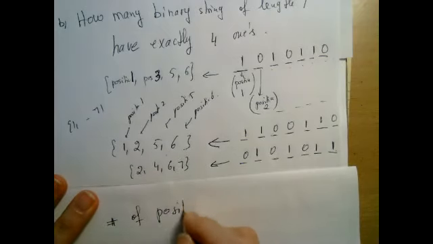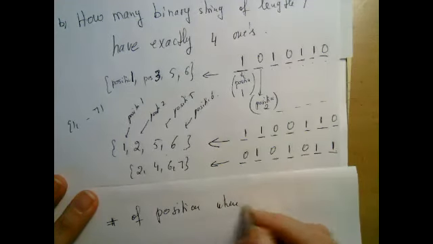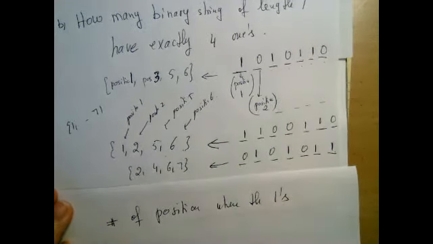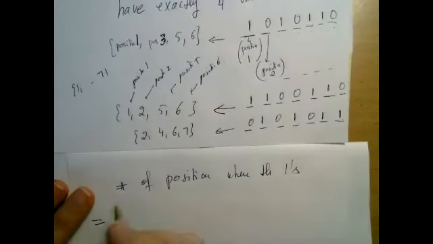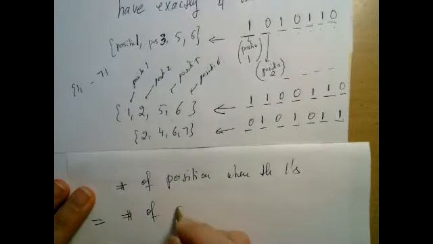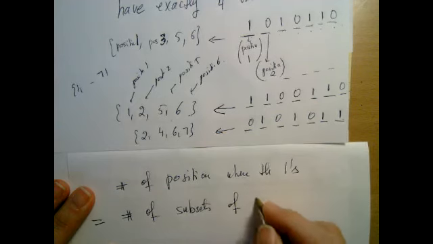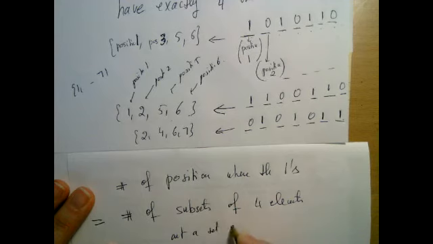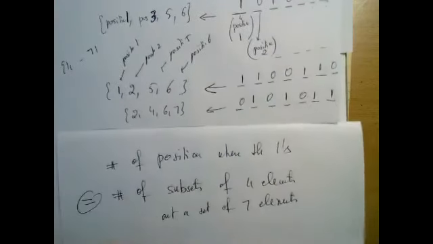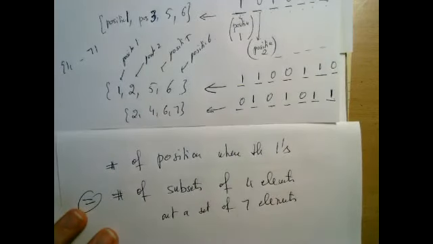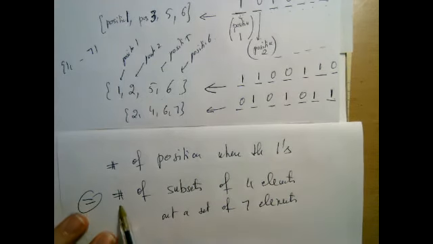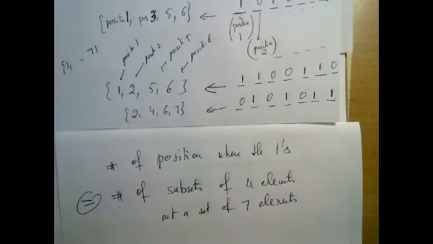Okay, so the number of positions where the ones are is the same as the number of subsets of 4 elements, because we have exactly 4 out of a set of 7 elements. In this particular scenario, the number of positions of those exactly 4 ones is the same as the number of subsets of 4 elements out of a set of 7 elements, because to every subset I can associate a position.